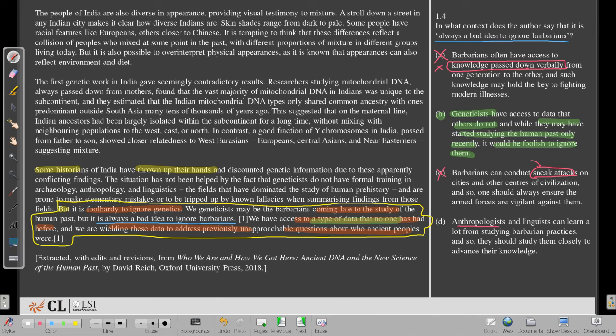Anthropologists and linguists can learn a lot. Anthropologists and linguists are too narrow in this particular case. They came as an example to make a completely different point. The anthropology and linguistics do not really have a role in the overall discussion, apart from the fact that they came as evidence for a particular claim the author was making. So this can be ignored as well. So we have answer choice number B, the right answer choice.